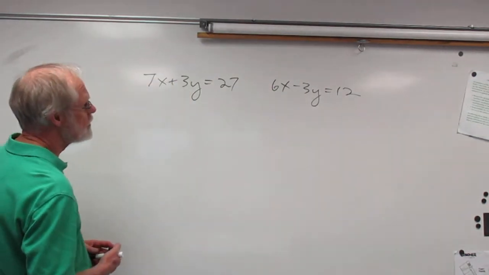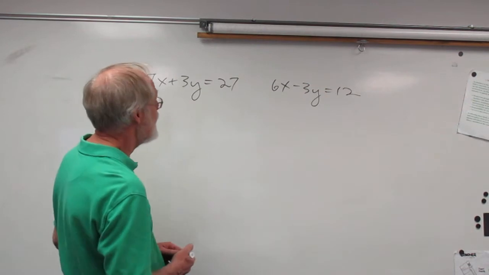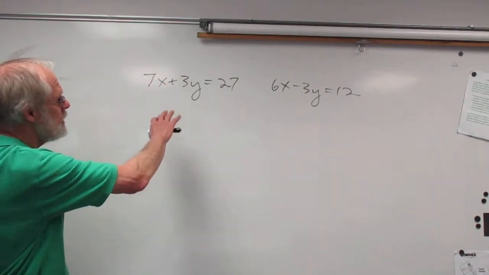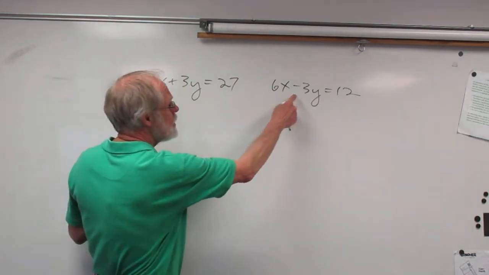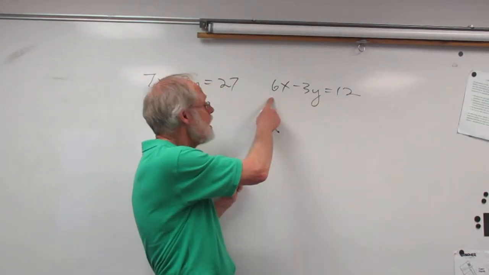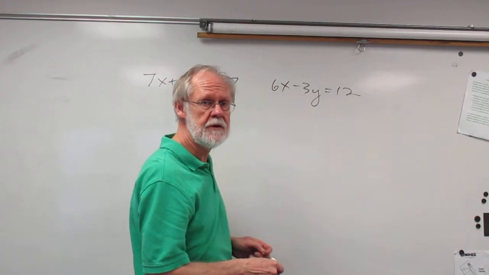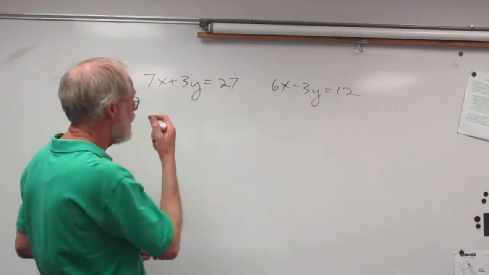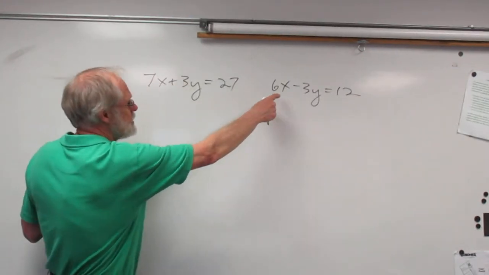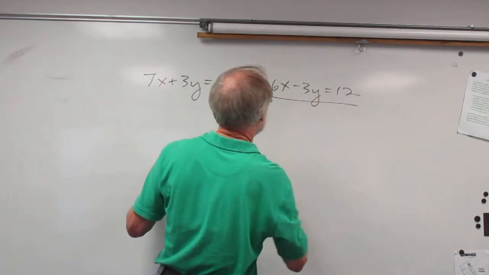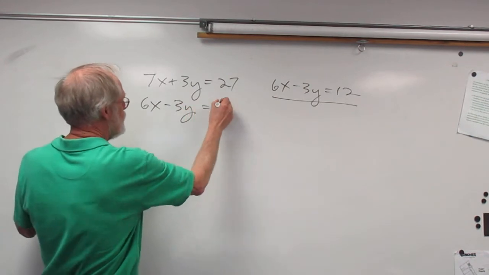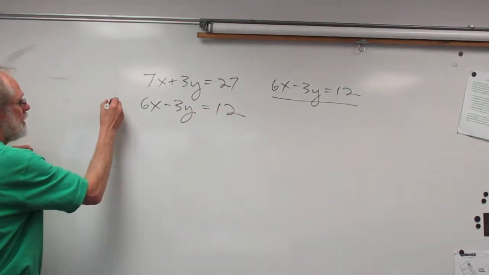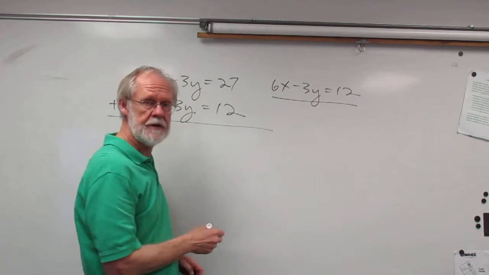Now, in this particular case, you'll notice that neither one is set up particularly well for the substitution method, although I could go through and divide this one by 3 and then isolate the y. So I could use substitution here. It wouldn't be too hard, but let's do this. Take this equation and write it underneath the first one, equals 12. And I'm going to now add the two equations together.